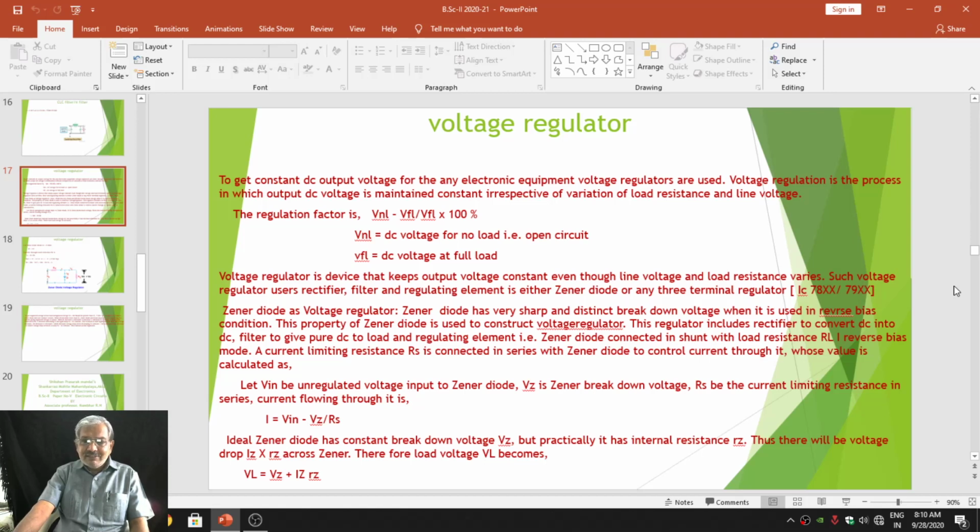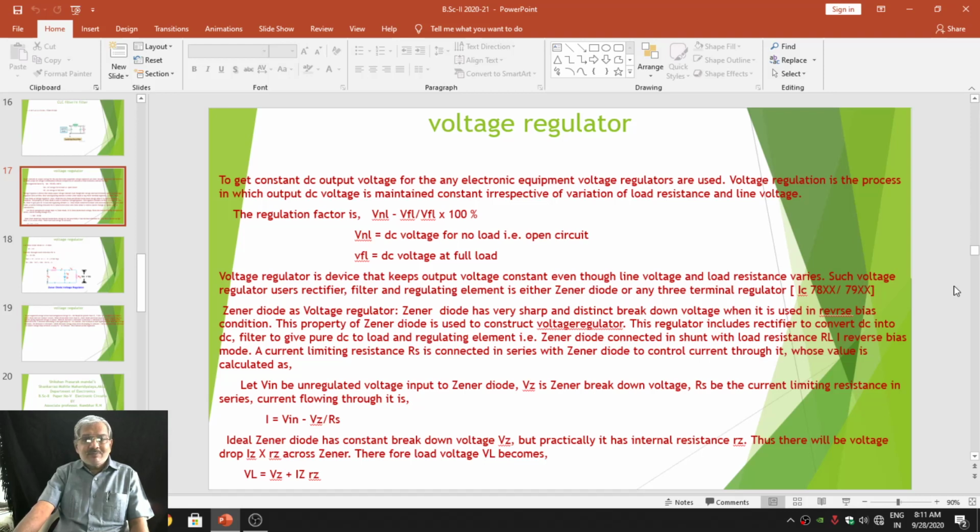We also studied the four types of filters. One is the inductive filter, second is the capacitor filter, third is the inductance capacitor filter, and fourth is the capacitor inductance capacitor, or pi type, filter. Out of that, the capacitor filter is part of your syllabus, so please give importance to the capacitor filter.